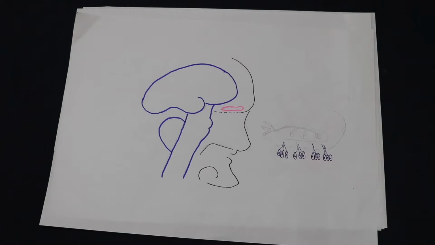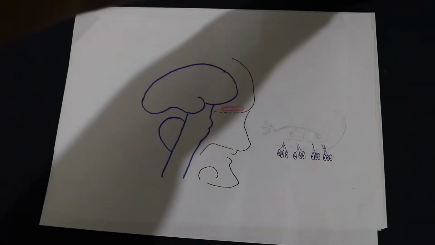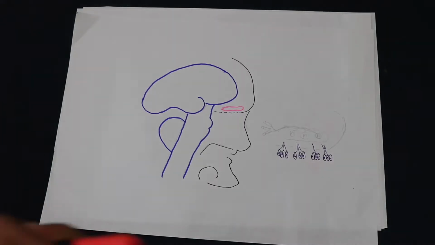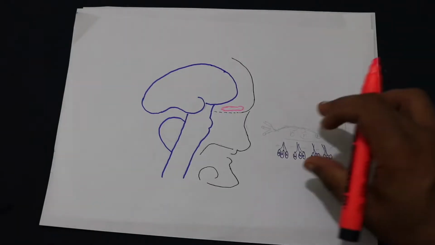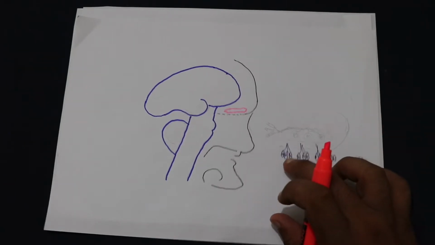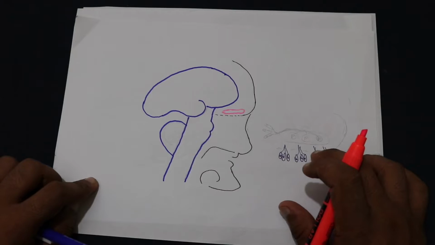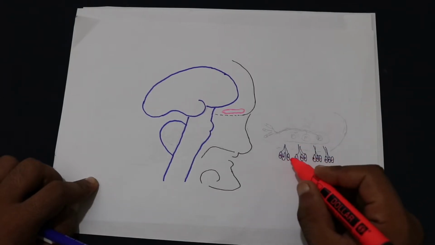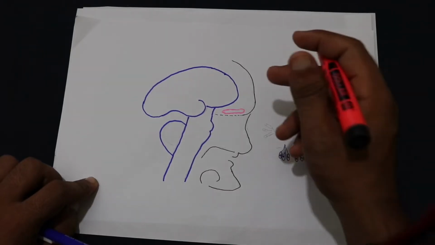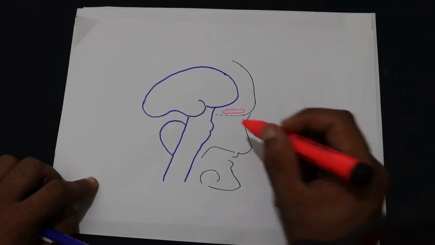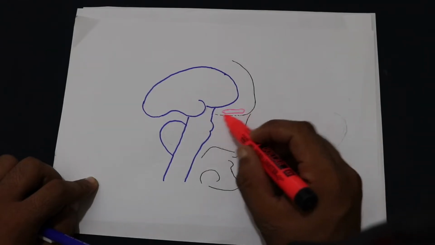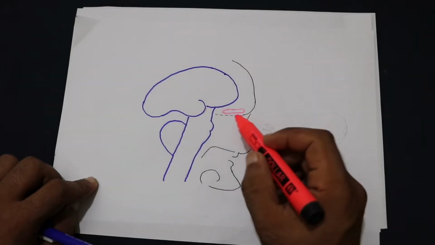So the first nerve is the olfactory nerve. I'll be using this marker. Remember there are about 15 to 20 pairs of olfactory nerves present here. These are small olfactory nerves located at the cribriform plate. First understand this diagram.